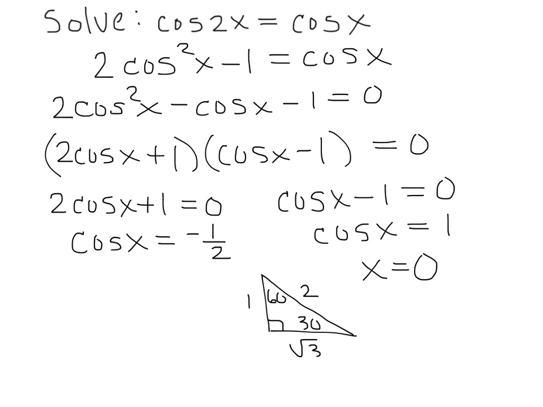Cosine is negative in quadrants 2 and 3. So my answers are 60-degree angles that occur in quadrant 2 and 3. So x would equal 2 pi over 3 in quadrant 2 and 4 pi over 3 in quadrant 3. So this equation has 3 solutions.